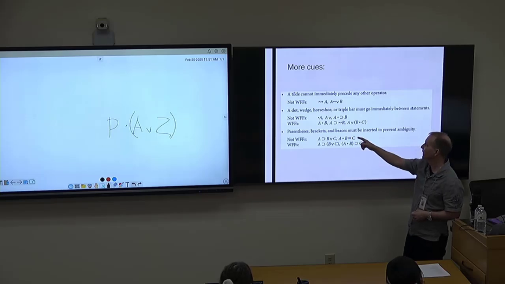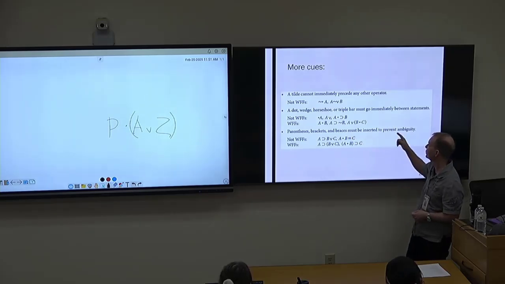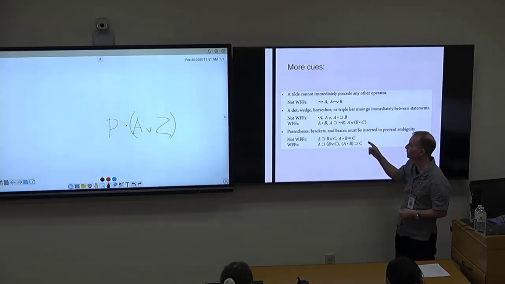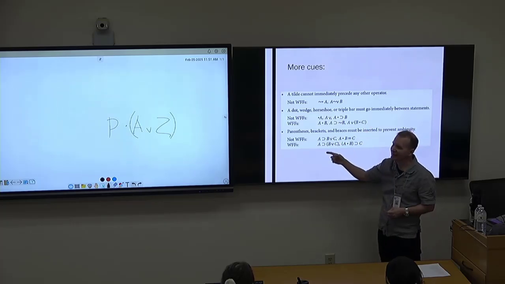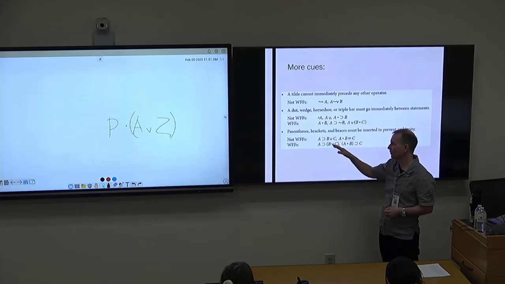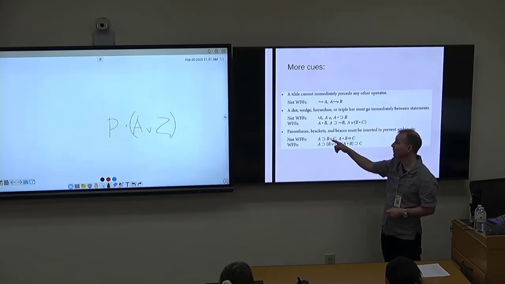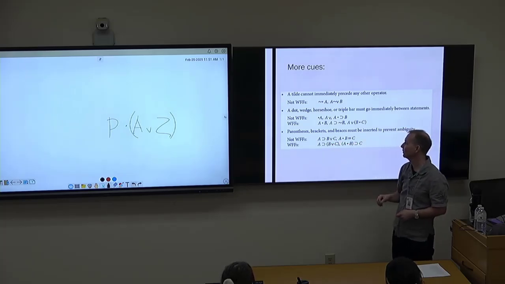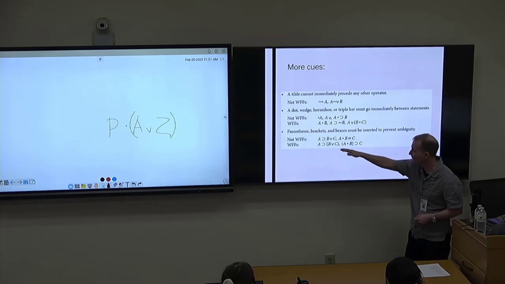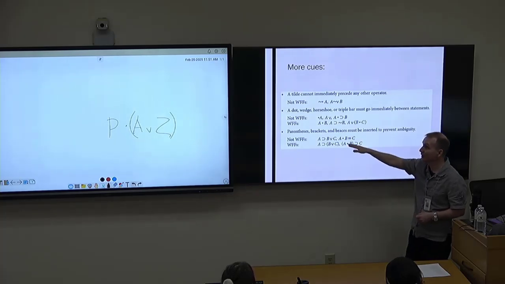And parentheses, brackets, and braces must be inserted to prevent ambiguity, which, like I said, is not always really the case, but this is the way Hurley-Watson does it. So this would be not a well-formed formula, even though, strictly speaking, this is a well-formed formula. But, okay, let's say it's not. And this is also not. This is actually the way it is supposed to be according to Hurley-Watson.